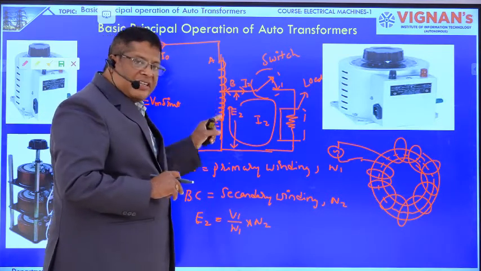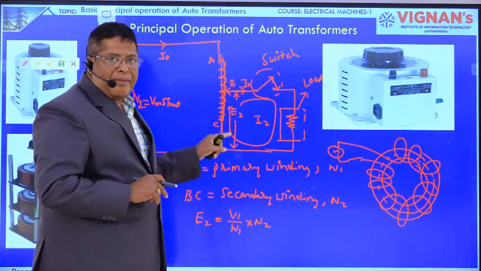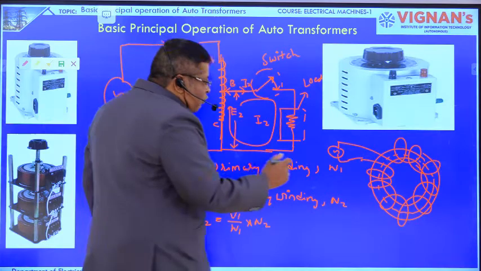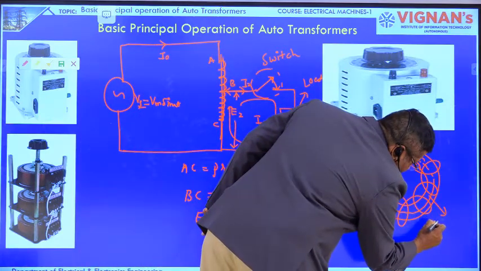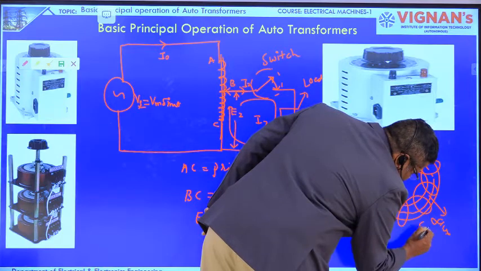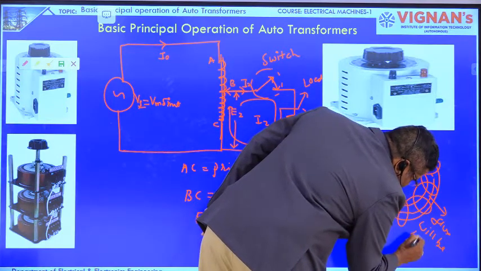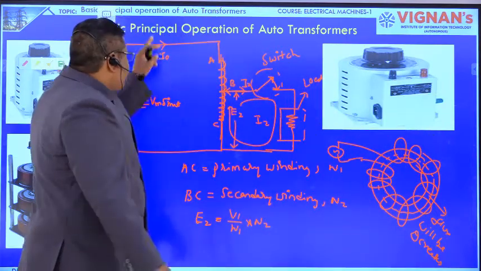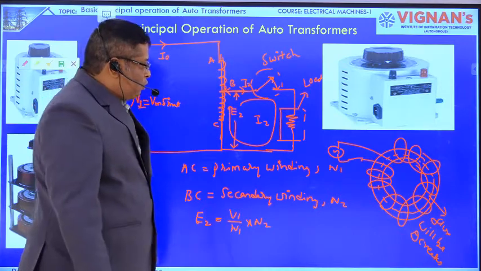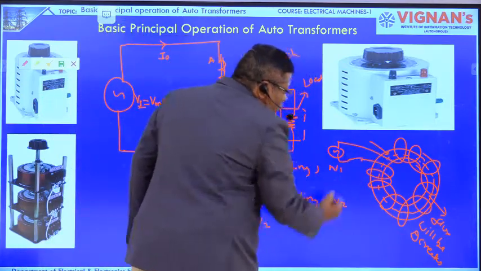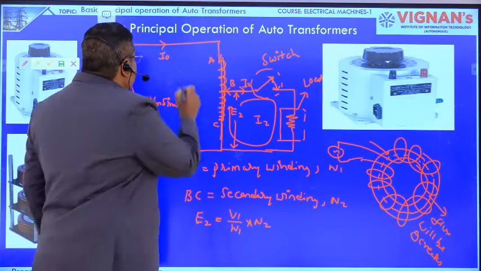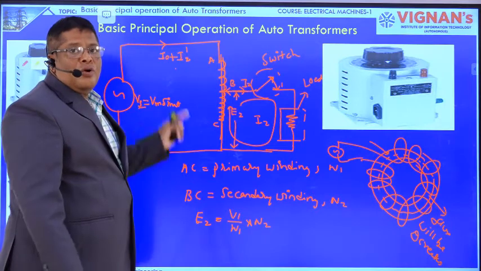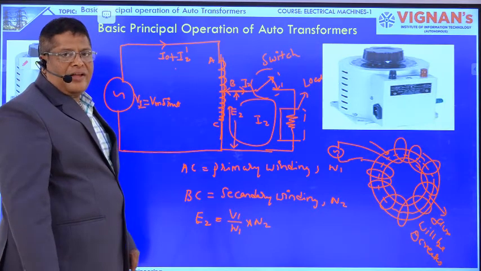Whenever the secondary flux, because of the secondary MMF, opposes the main flux, the resultant flux in the core will decrease. Whenever the flux decreases, to maintain the constant flux in the core, the primary will take an extra current, that is I2 dash. I2 dash is nothing but the load component of the primary current.